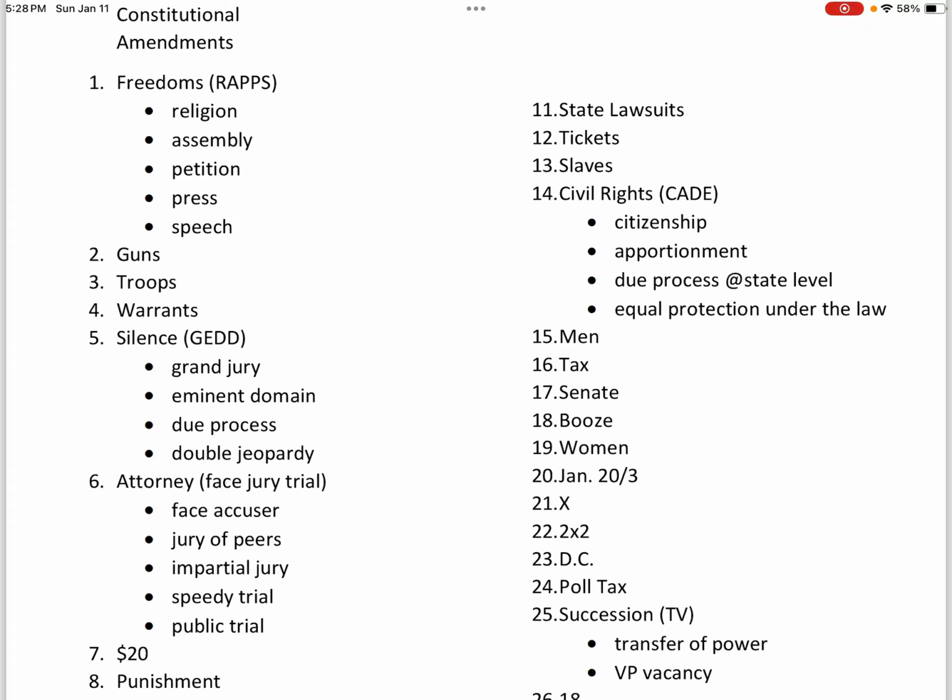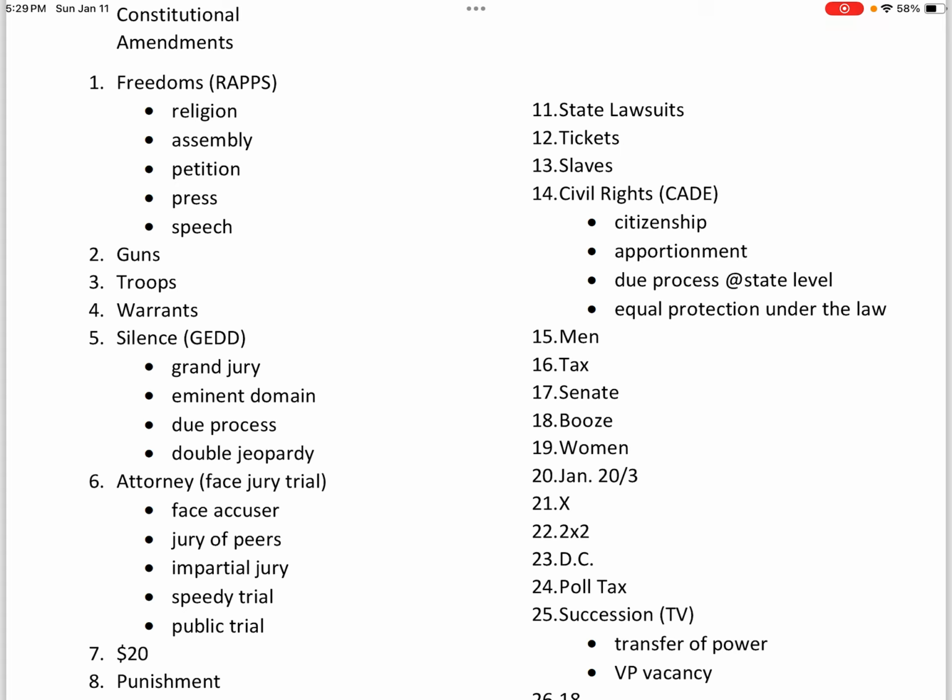Number 14 is civil rights. I would like you to remember CADE. These were civil rights basically granted to former slaves. By the way, number 14, the 14th Amendment, is really the one that is used most often in court cases today. You see, again, due process, the way it is in the 5th, we see due process now at the state level. Let's start with citizenship, though.